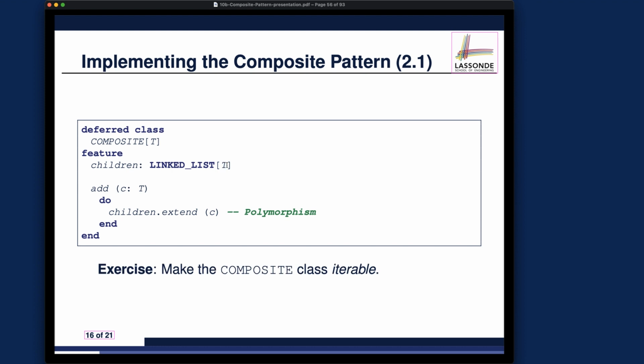Okay, one exercise for you, if you like: you can try to make the composite class over here iterable. That will make the composite class maybe more user-friendly. You can simply say across all the composite and go one composite at a time. So that could be useful for your development. I'll leave that to you, optional.